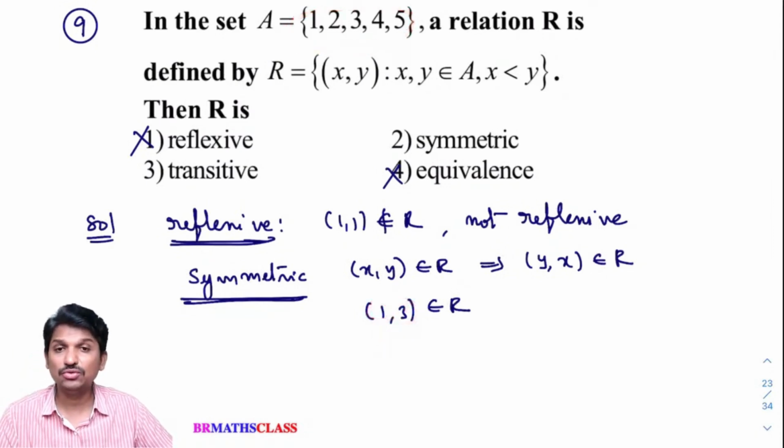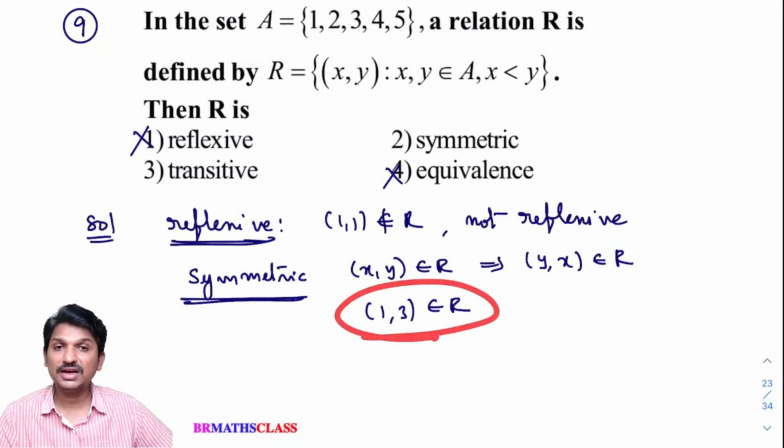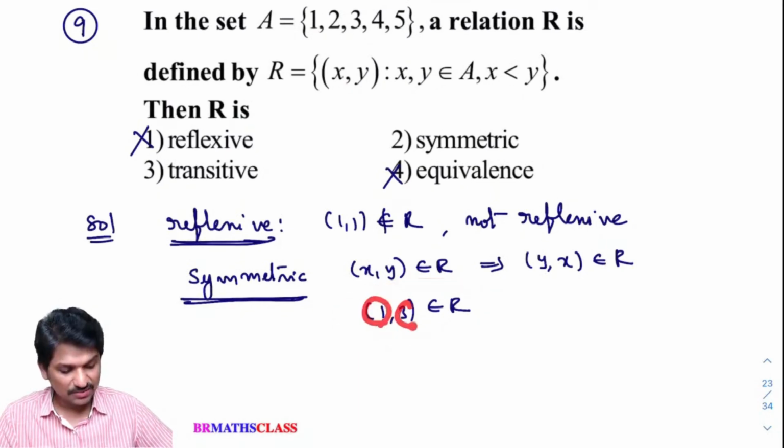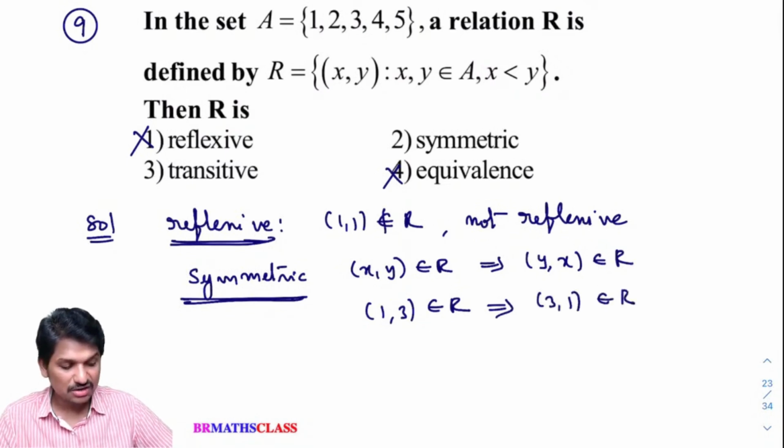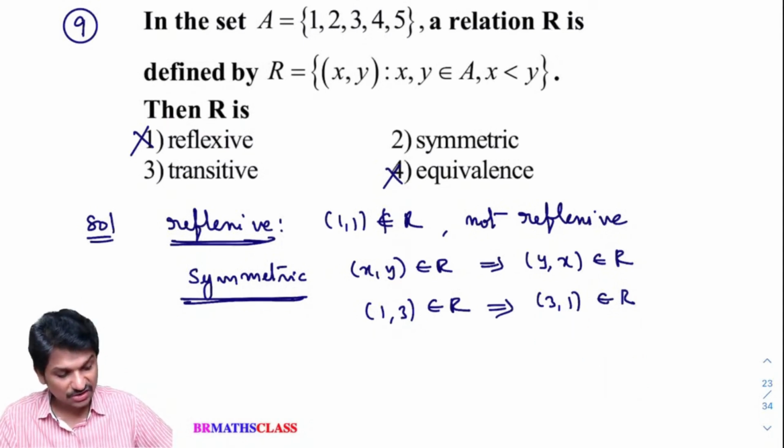You need good knowledge about these relations, especially from the last class, so check those videos. Here (1, 3) belongs to the relation. Why? 1 and 3 are both in set A and 1 is less than 3. Now you look whether (3, 1) belongs to this relation or not. Is 3 less than 1? No, 3 is greater than 1. That means (3, 1) does not belong to the relation.